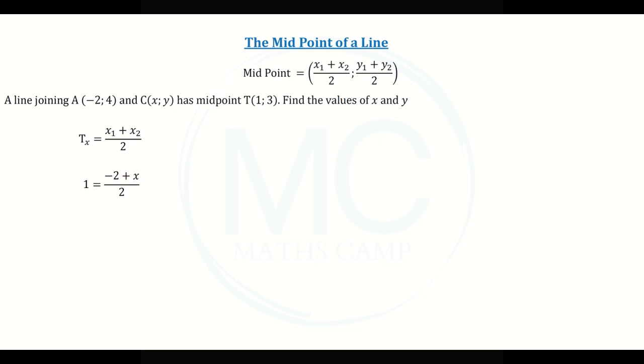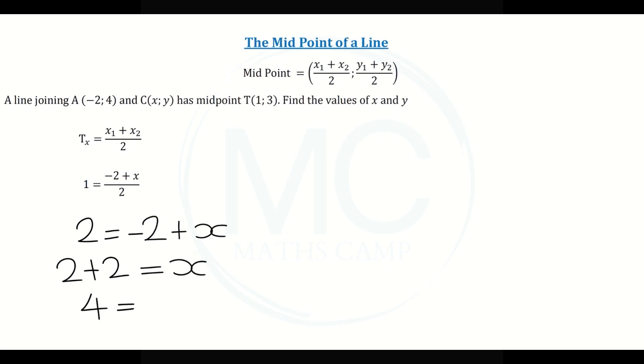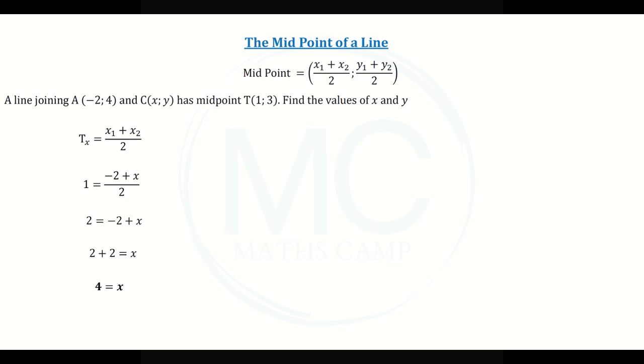Let's multiply both sides by 2, and we get 2 is equal to negative 2 plus x. To get x by itself, let's add 2 to the left-hand side, and we get 2 plus 2 is equal to x, which means that 4 is equal to x. This is the x coordinate of point C.